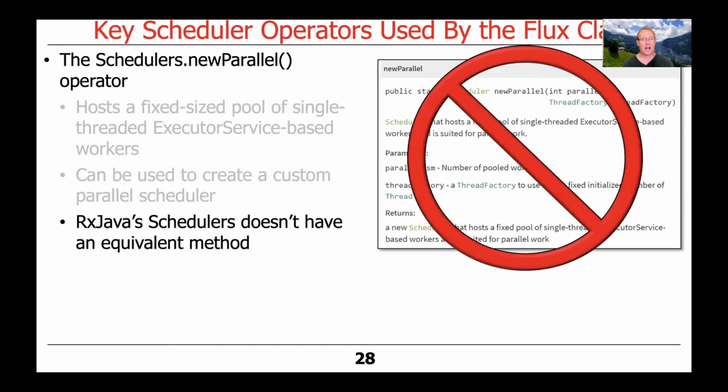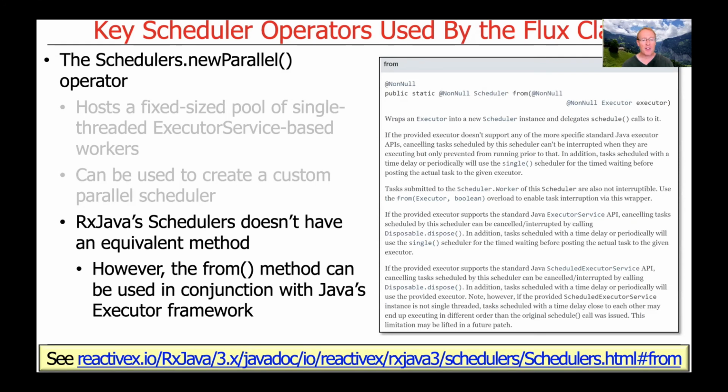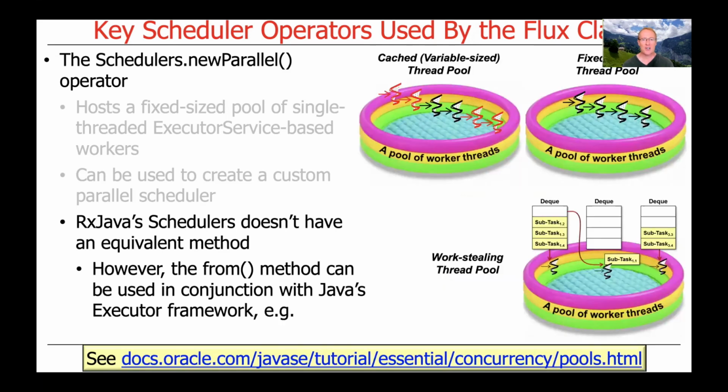Interestingly enough, RxJava's scheduler utility class does not have an equivalent method to new parallel. However, you can use the from method that's part of RxJava's scheduler class in conjunction with the Java executor framework. And in particular, you can use its various types of thread pools. You can use from to connect it with a cached thread pool, a fixed size thread pool, or even a work stealing fork join pool. So there's plenty of flexibility with RxJava. It just doesn't work in quite the same way that you get with Project Reactor for various somewhat mysterious reasons.